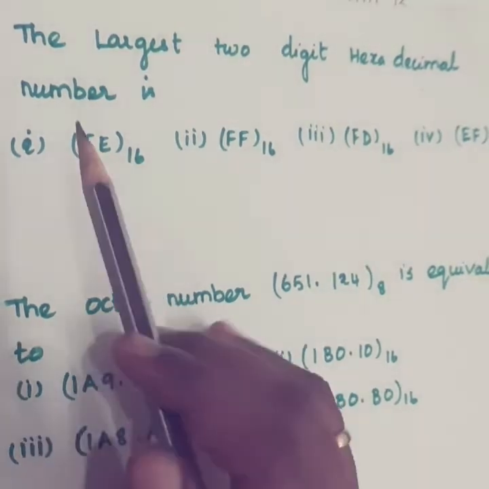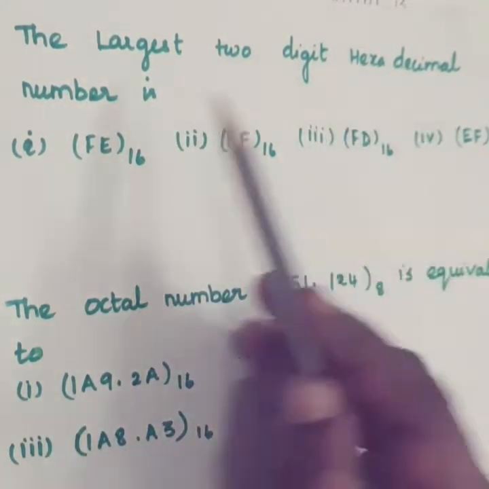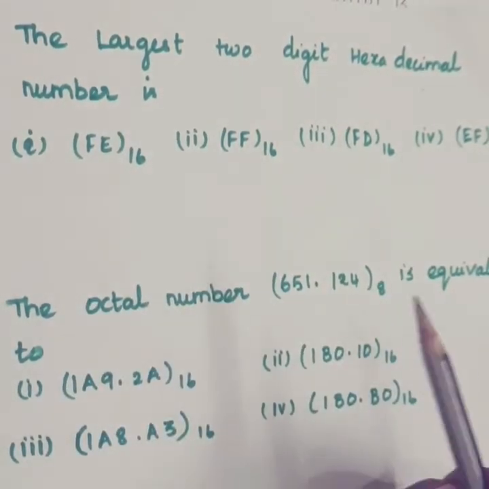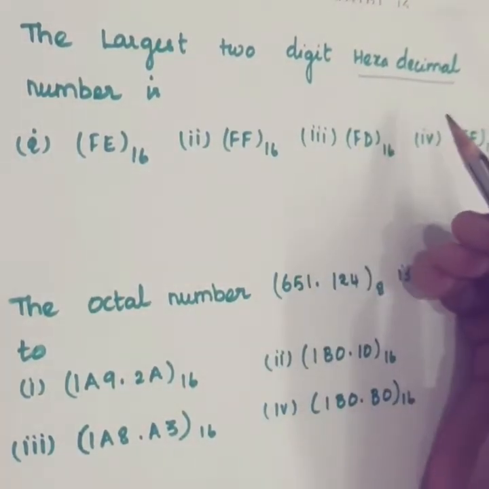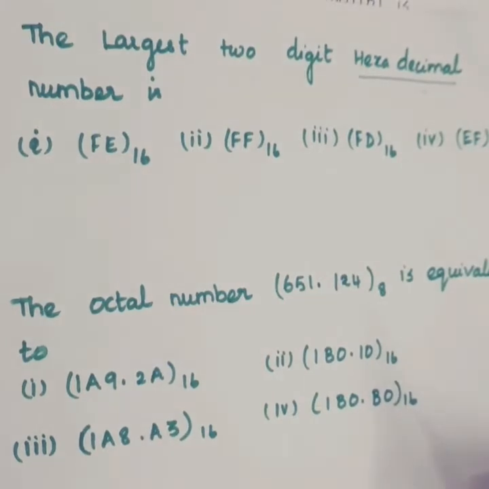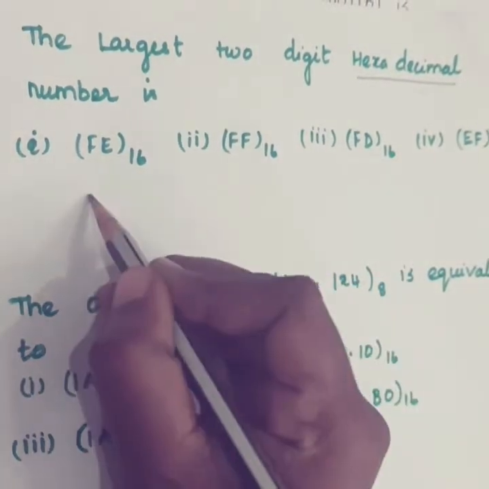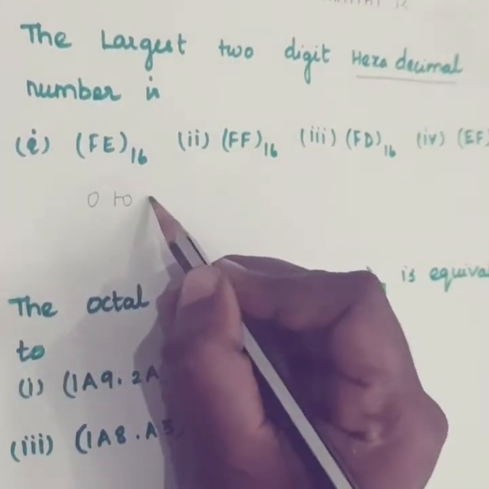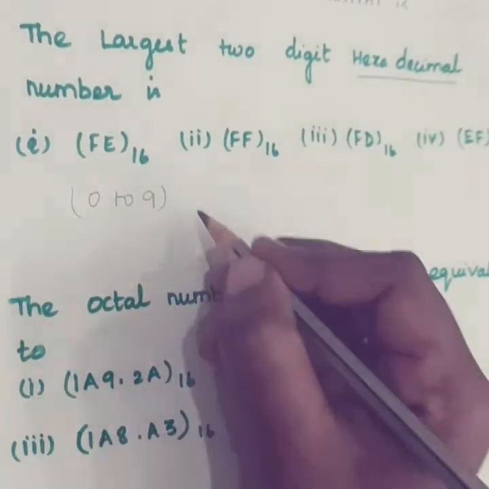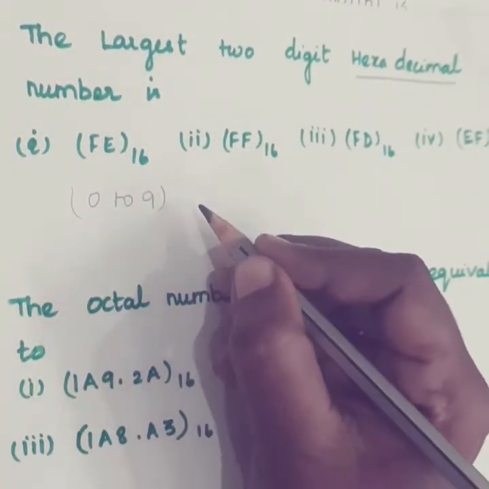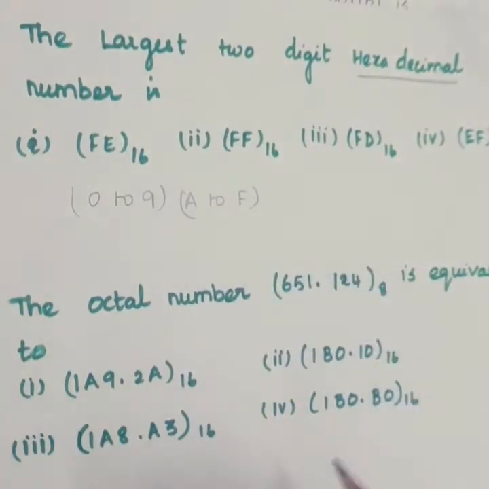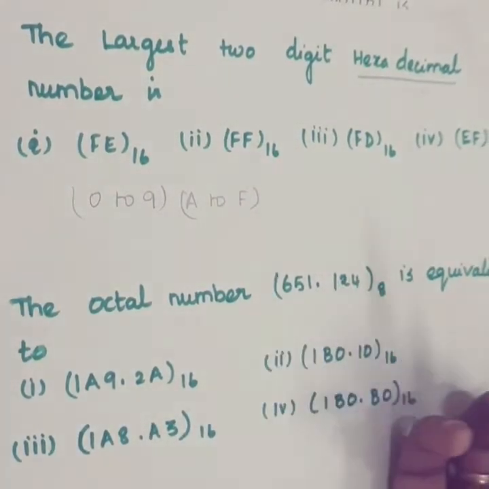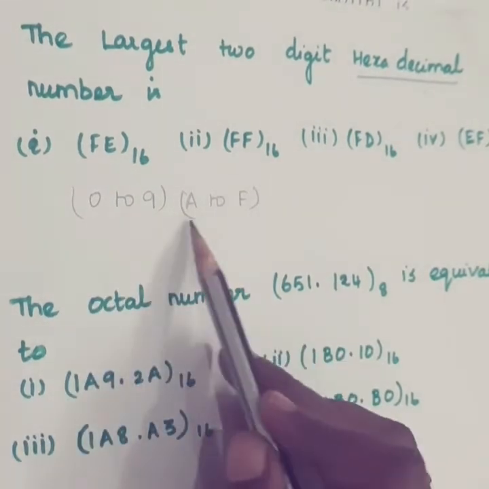Next one is the largest 2-digit hexadecimal number. Okay, so we know that the hexadecimal number system has 16 distinct values, that is from 0 to 9 and 10 to 15, which are represented by A to F.